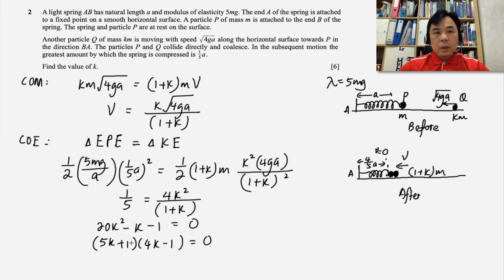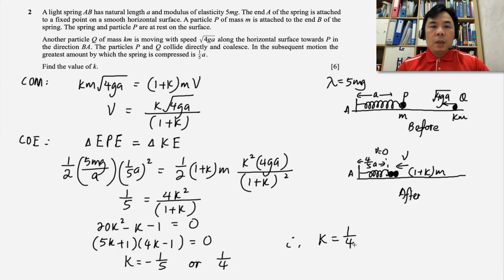So from here, the value for k could be negative 1 over 5 or 1/4. But we know that k is used to represent the mass, and mass can't be negative. Therefore, k must be equal to a quarter. I hope that is clear for this collision question and elastic potential energy. We're going to move on to the next question shortly.